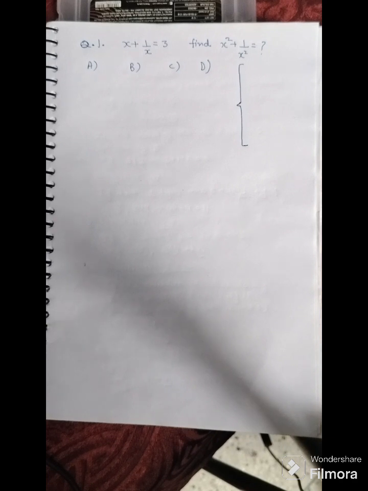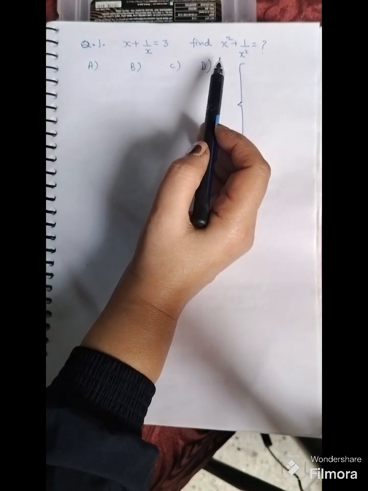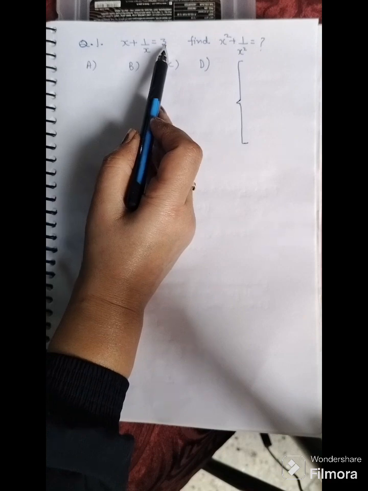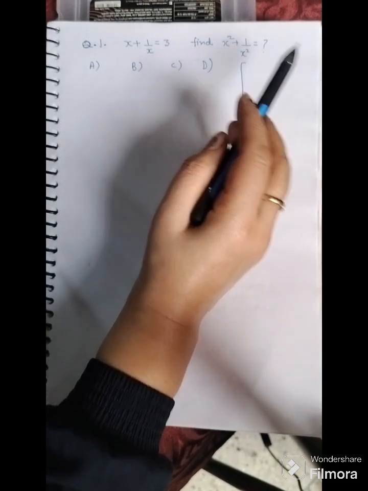Today I am going to discuss some very important types of questions and the tricks to solve them. You must have seen similar types of questions in your competitive or board examinations. In this question, the value of x plus 1 upon x is given and you have to find the value of x square plus 1 upon x square.